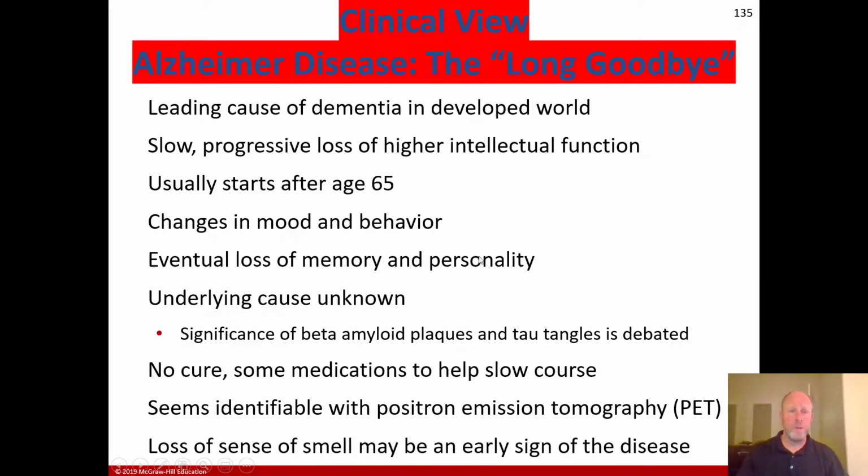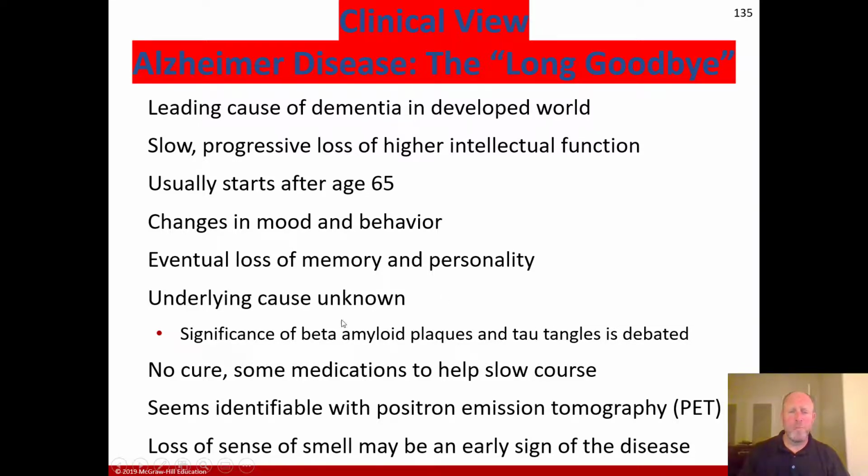And from a clinical view, Alzheimer's disease, also known as the long goodbye, is the leading cause of dementia in the developed world. There's slow, progressive loss of higher intellectual function, usually starting after age about 65, typically with changes in mood and behavior, and eventual loss of memory and personality. The underlying cause is unknown. The significance of beta amyloid plaques and tau tangles is debated.